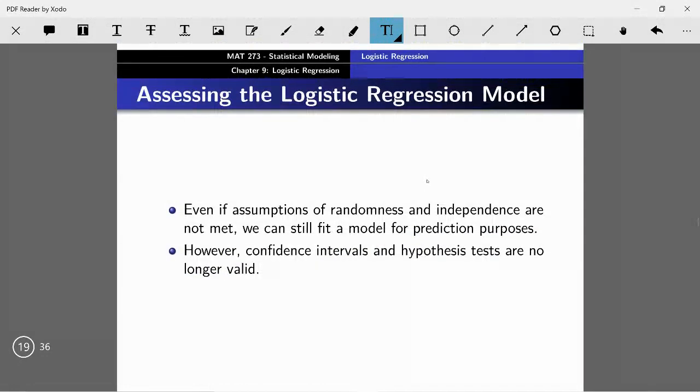Okay. But it's important to note, even if these assumptions of a random sample and independence are violated, we can certainly still fit our model to our data. There's nothing that's going to stop us from doing that. It just means that the confidence intervals that we get, these standard errors and hypothesis tests for statistical inference, are no longer valid. These things are based on the amount of uncertainty that we have in our estimates in our data.